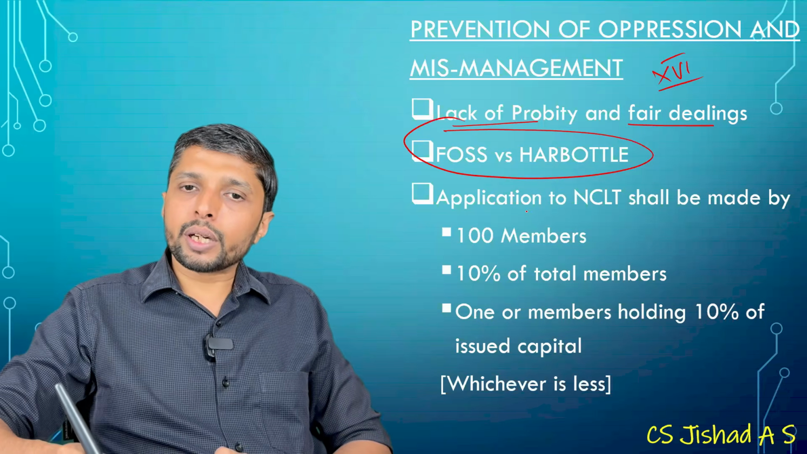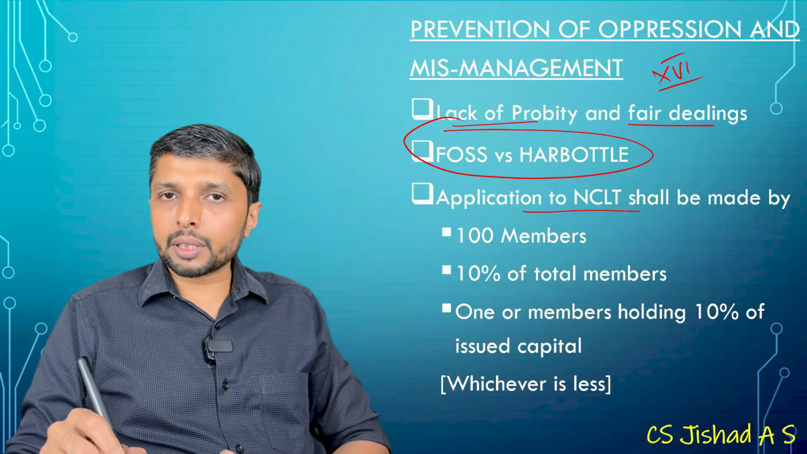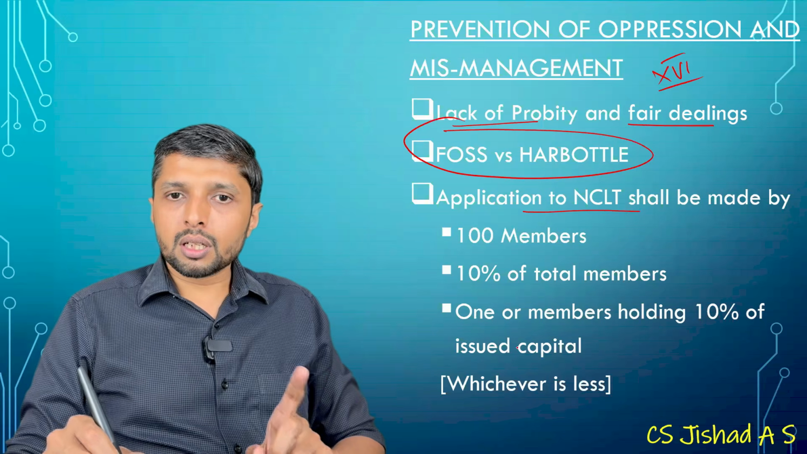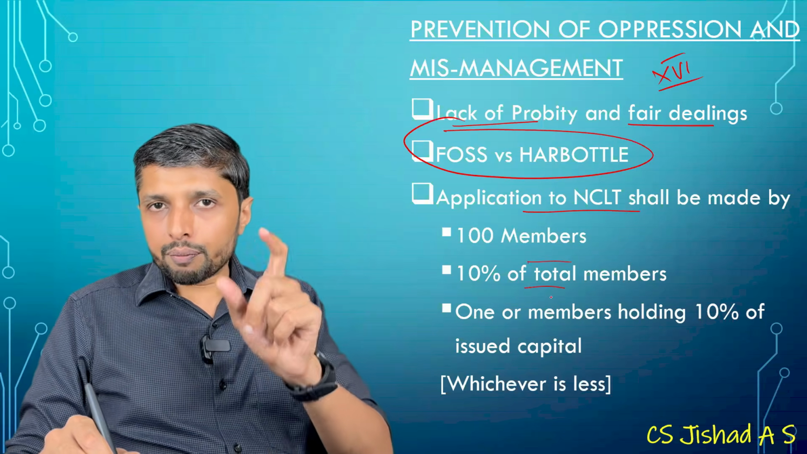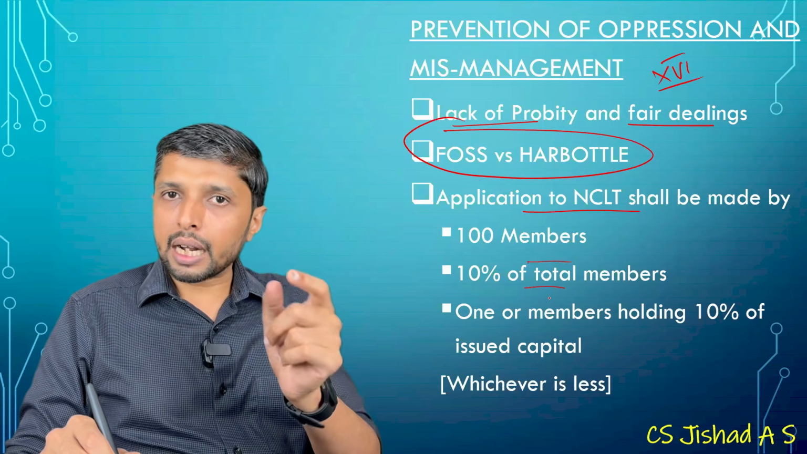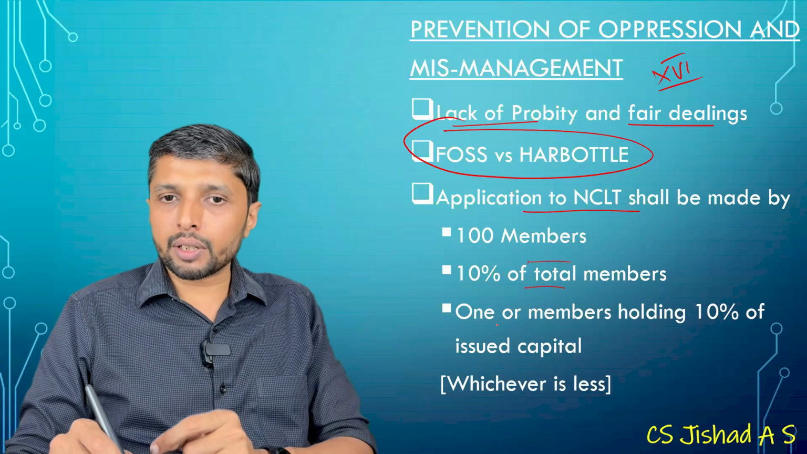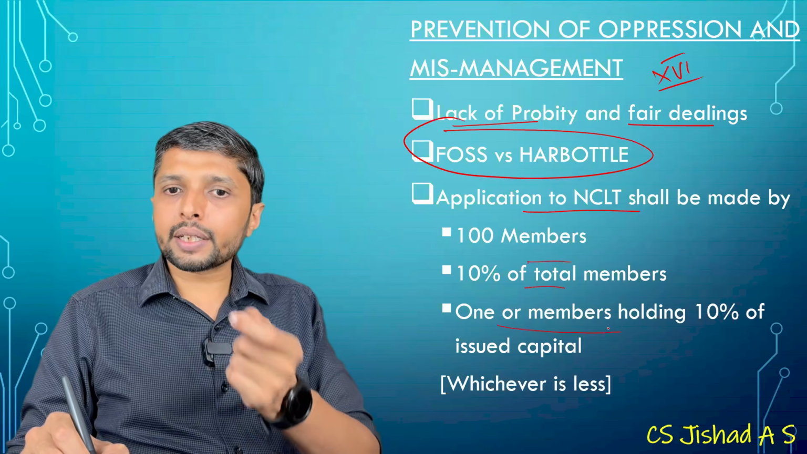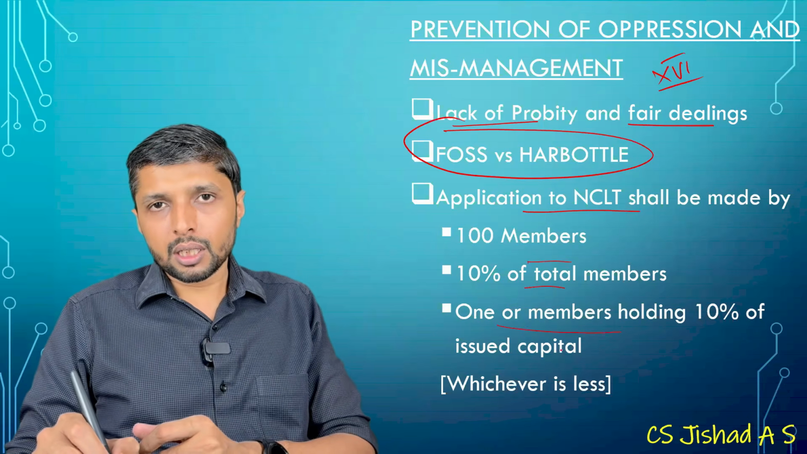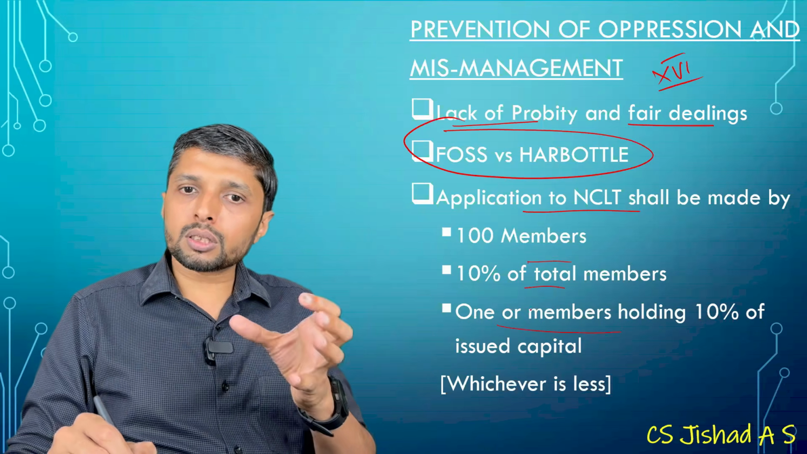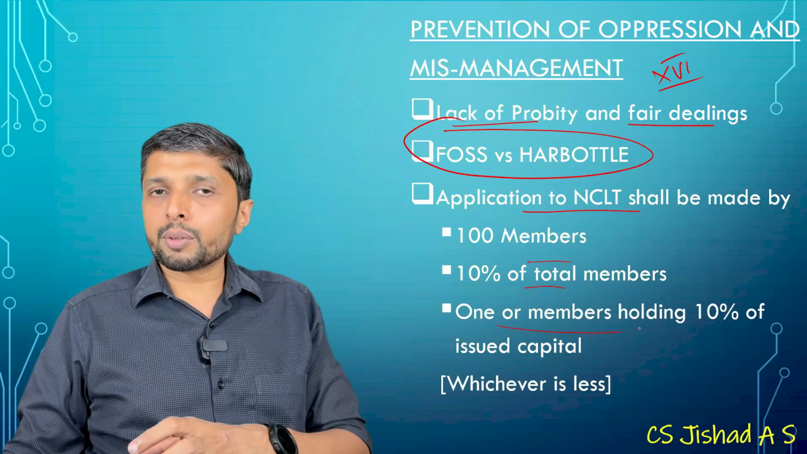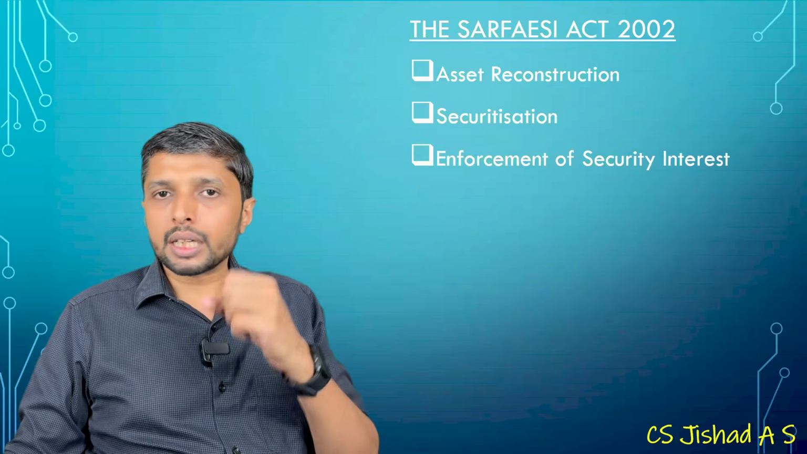An application to NCLT for oppression and mismanagement can be made by 100 members or 10% of total members, whichever is less. If that provision is not met, you will have to check whether the application is given by one or more members holding 10% of issued capital. So the general provision will be 100 members, 10% of total members, or one or more members holding 10% of issued capital, whichever is less.